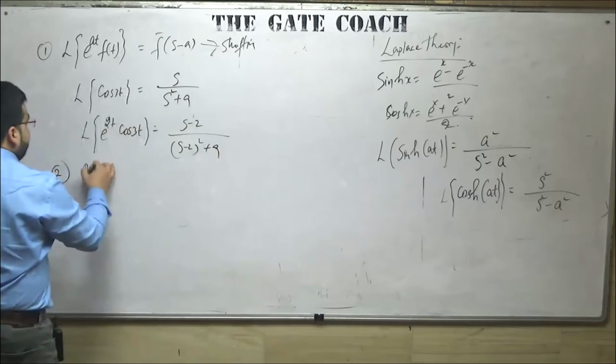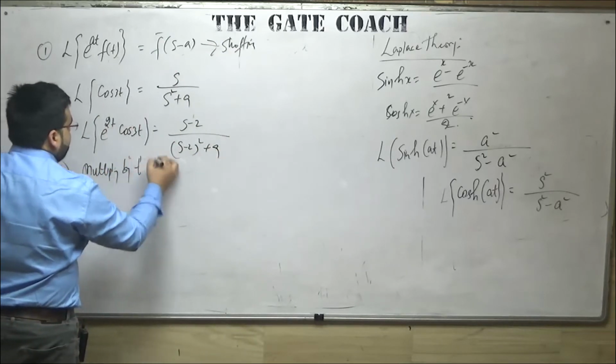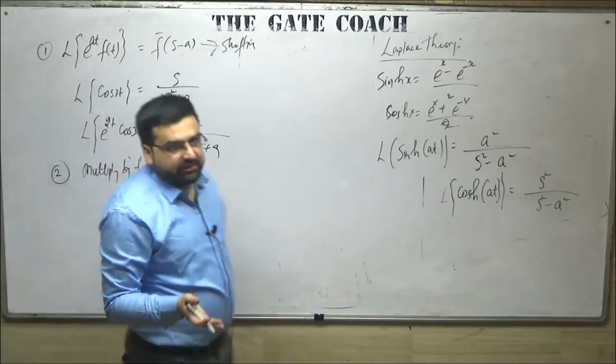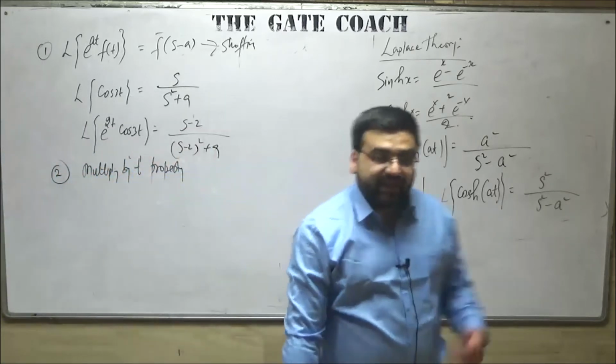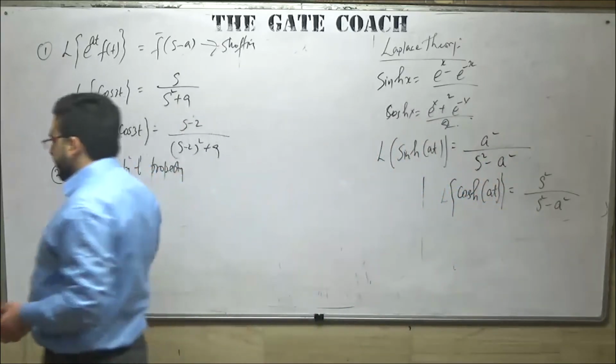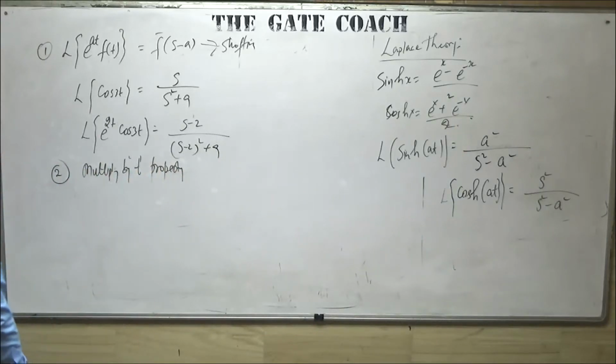Second is the multiply by t property. Laplace transform of every function is not possible. For example, for some functions it will just keep on going and will not end. So it doesn't mean that you can find the Laplace of every function. For some functions it is not possible.